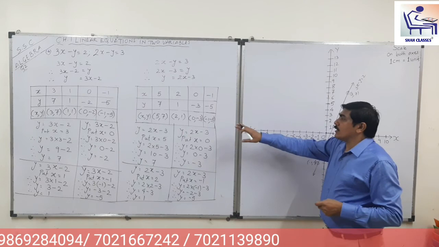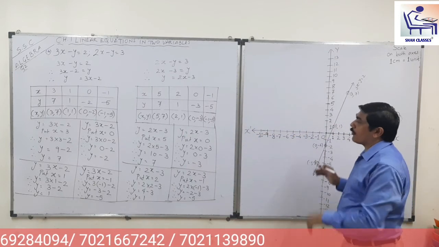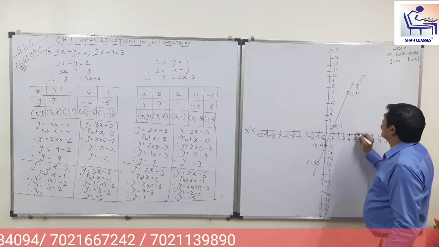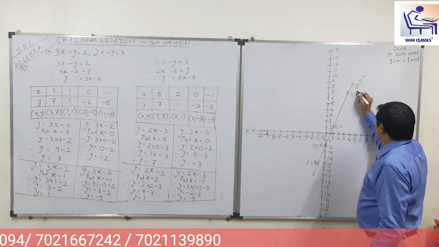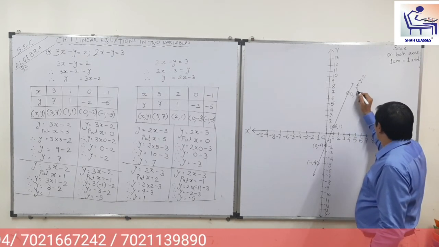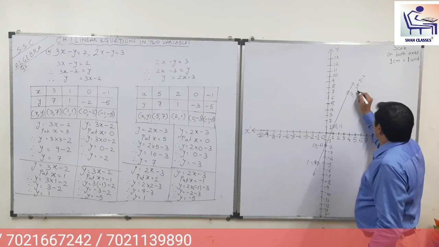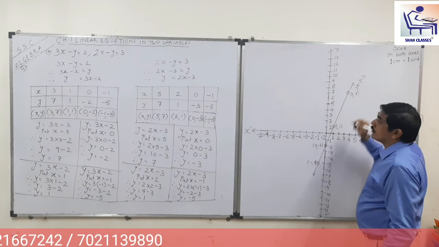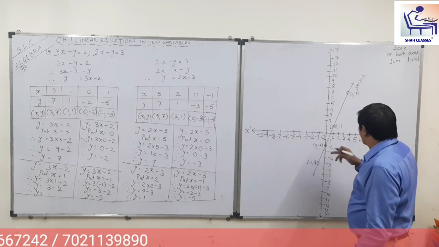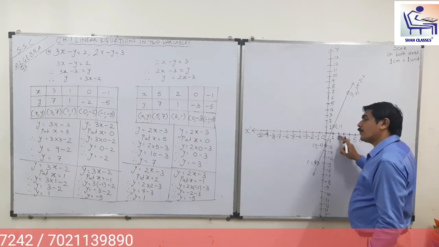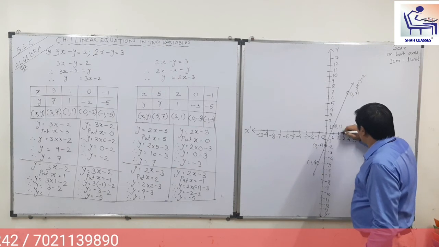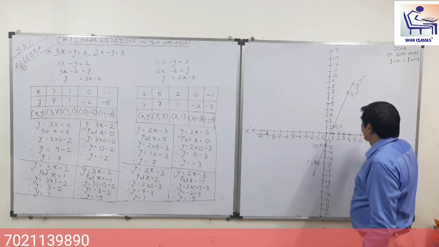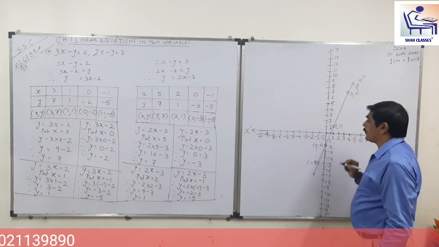We are going to put these points on this graph paper. First point is 5, 7. So here 5 and 7. We are getting the first point here. So 5, 7. Then your second point is 2 and 1. So 2 on the x-axis and 1 on the y-axis. It's coming over here somewhere.